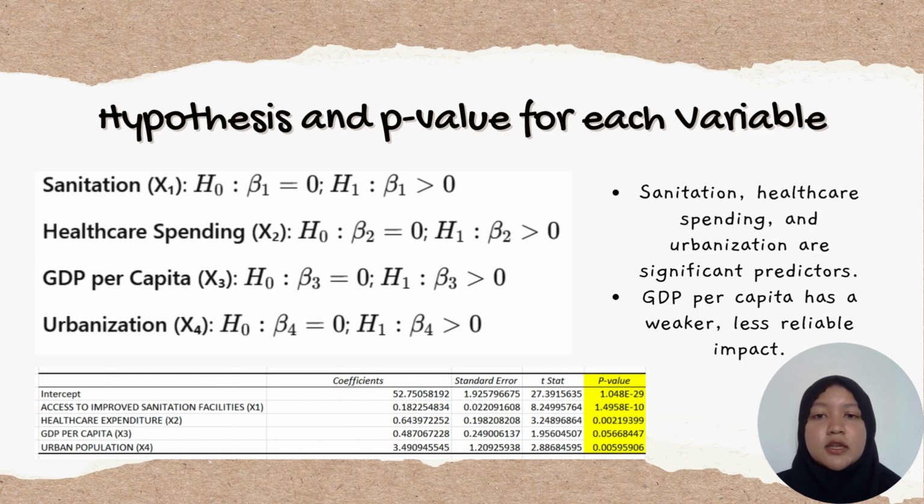Urbanization is also significant at all levels, with a p-value of 0.0059. This highlights its contribution to better health outcomes, likely due to improved access to healthcare and infrastructure in urban areas. For GDP per capita, the p-value of 0.0567 is only marginally significant at the 10% level, indicating its influence is weaker and less reliable compared to the other variables. In conclusion, sanitation, healthcare spending, and urbanization are robust predictors of life expectancy, while GDP per capita plays a more limited role.